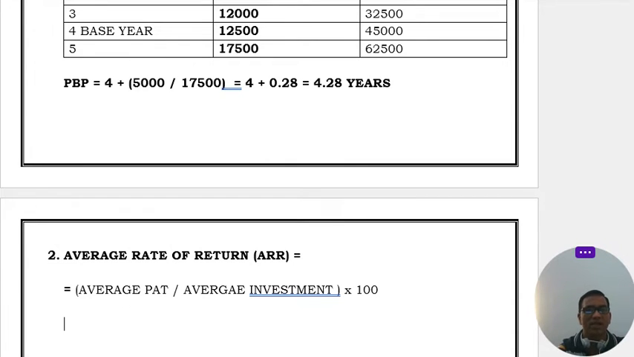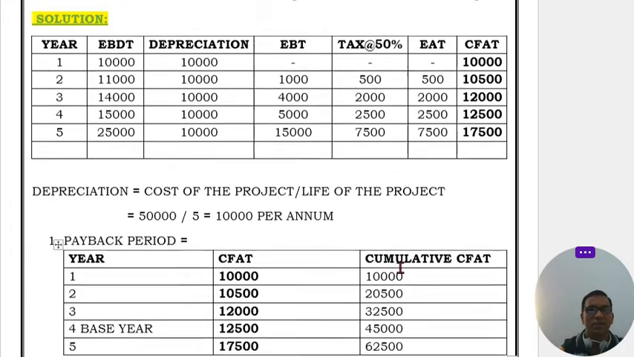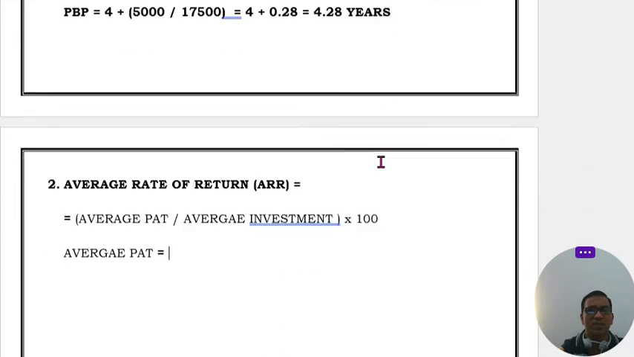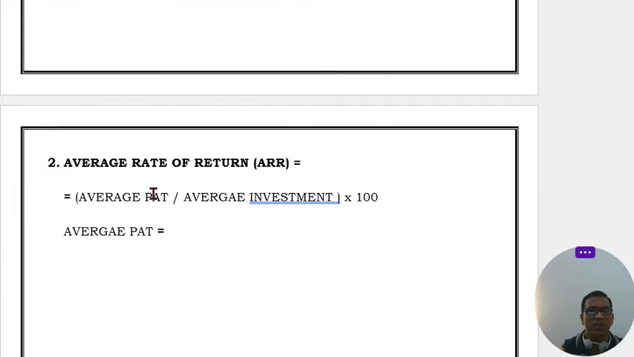So how will you get average PAT? Average PAT equals PAT or EAT. Here we have EAT. PAT and EAT are both the same: earnings after tax or profit after tax, both are the same. Some questions give it as EAT, some give it as PAT.